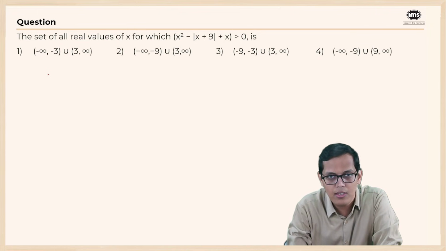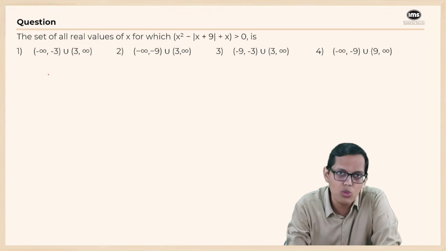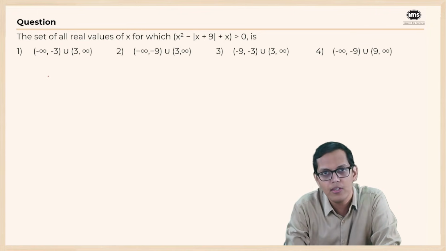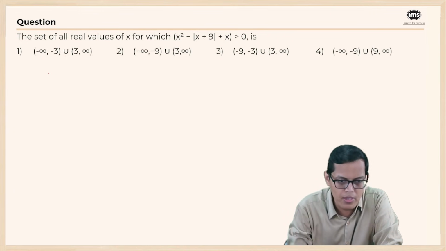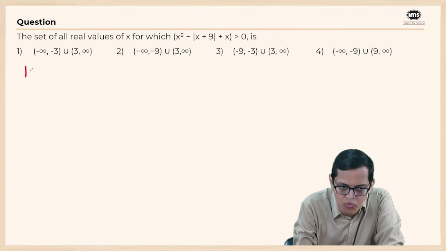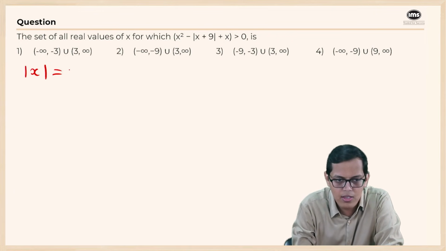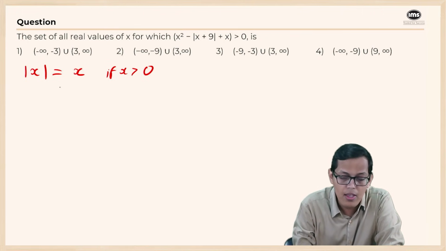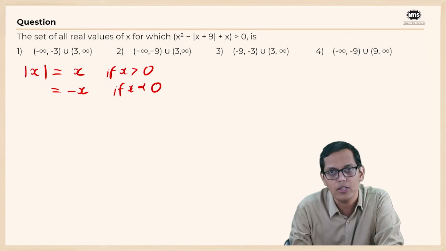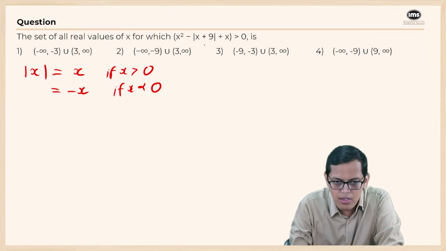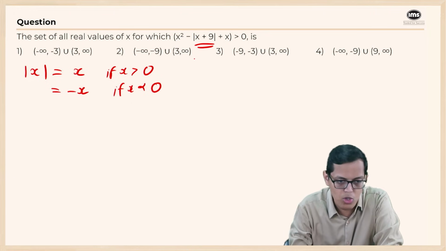Ideally, in a CAT scenario, you might like to use this method just to get the right option. So starting with the first method, everybody, the proper method. Let's understand the basics first. Modulus x is always equal to x if x is positive, and equal to minus x if x turns out to be negative.